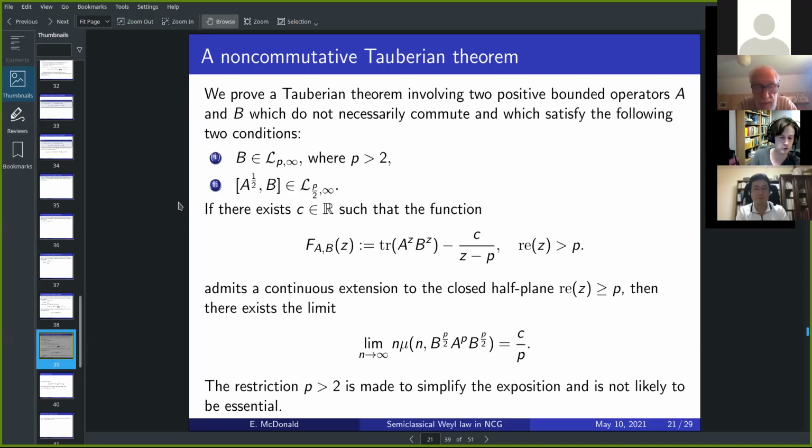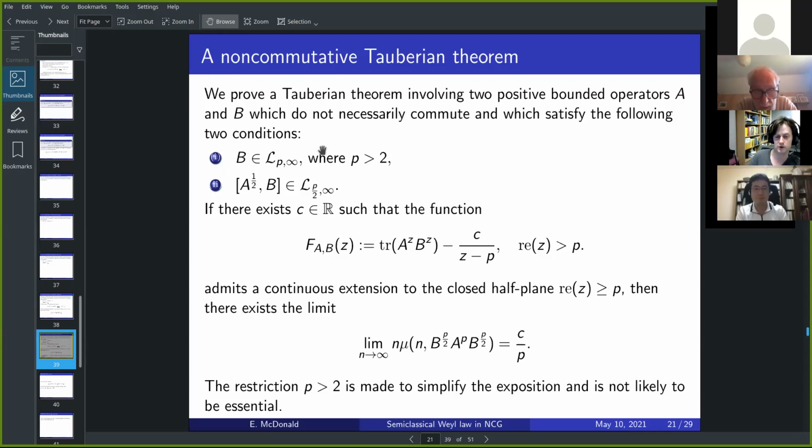The other thing is, suppose that A and B commute. This is almost the Wiener-Ikehara theorem. The difference is that in the Wiener-Ikehara theorem, you wouldn't need to make this extra assumption that you have these estimates on the singular values, that it's in L_{p,∞}. In the Wiener-Ikehara theorem, that comes for free. Here, we have to make that extra assumption. And of course, for Wiener-Ikehara, you don't need p bigger than 2. So that's why I like to call it a non-commutative Wiener-Ikehara. But really, when they do commute, it's not as strong as the Wiener-Ikehara theorem, so it's not totally satisfactory.